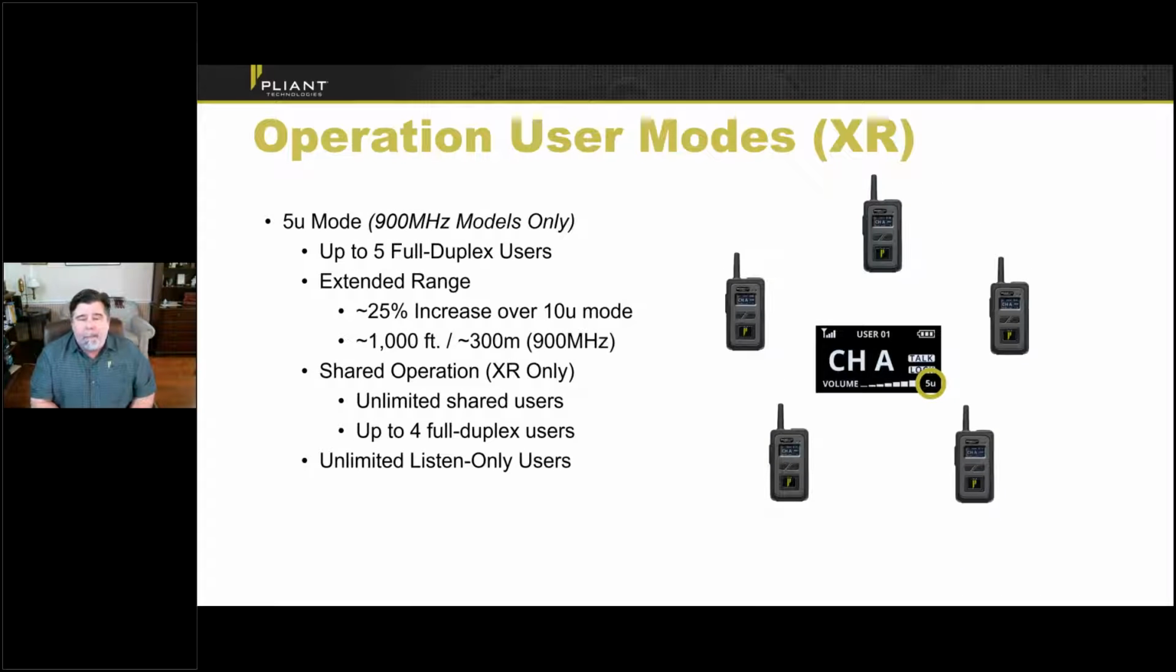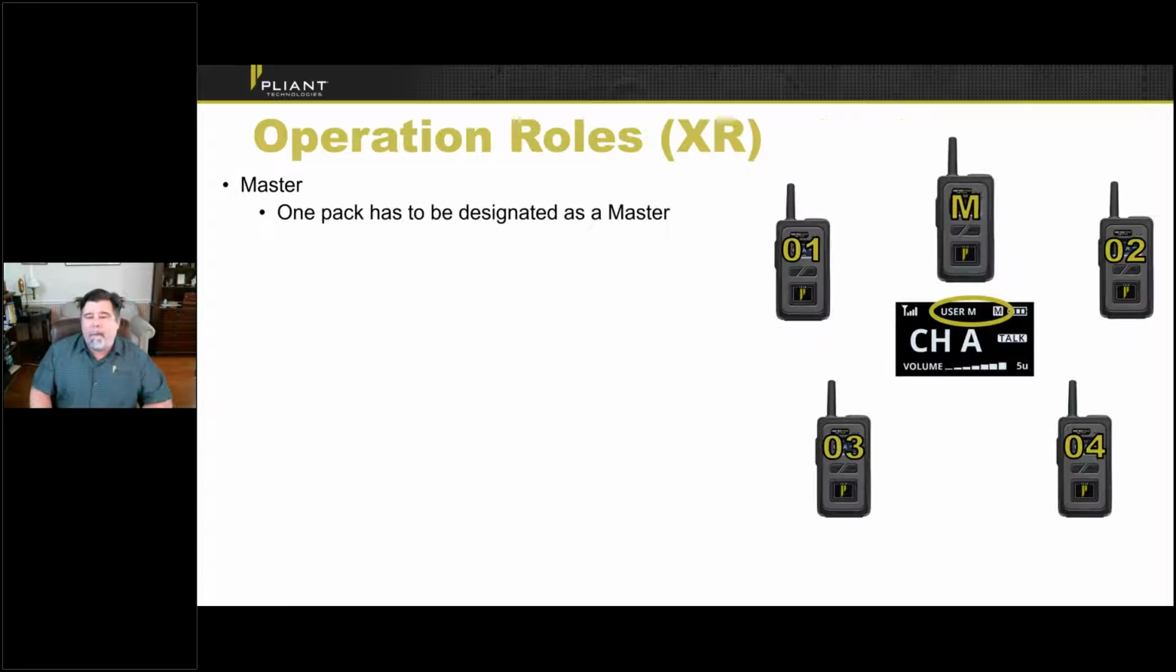So you can really take and build this system out to many different applications. This is the 5-user mode, which gives you an extended range mode, about 25% over the 10U mode. We're experiencing approximately 1,000 feet with 900 megahertz. And the shared operation, again, is available with this mode. Unlimited amount of shared users, 4 duplex users, and your listen-only users are available too.